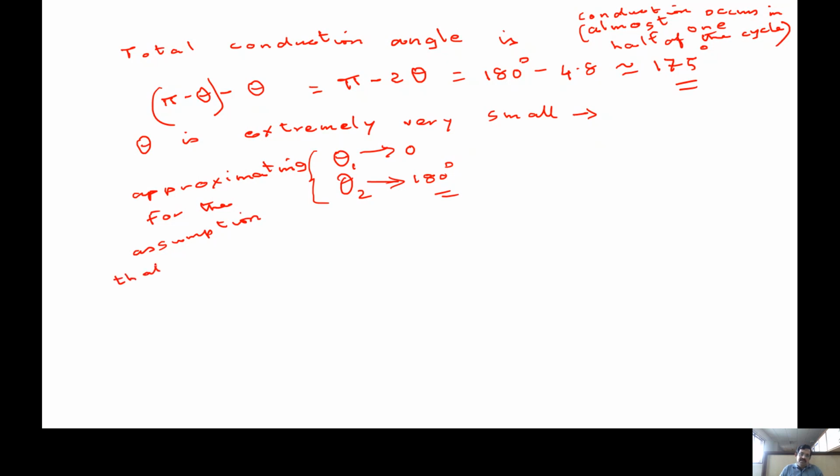for the entire one half of the cycle. This is an assumption, but this assumption is not out of place because we see that theta is extremely small. So the total conduction angle we have found.